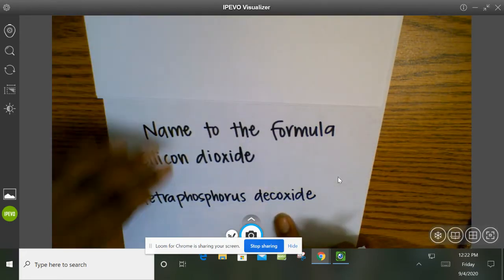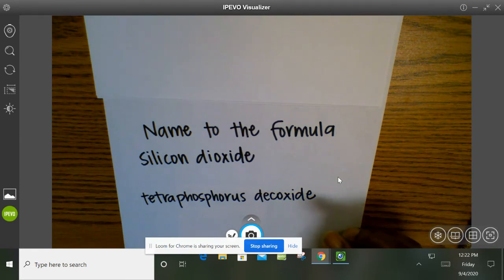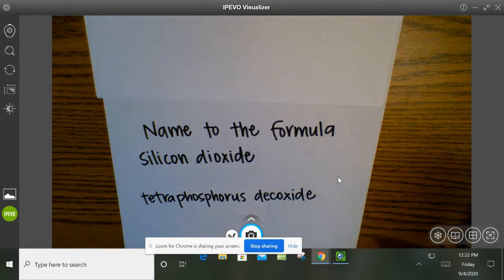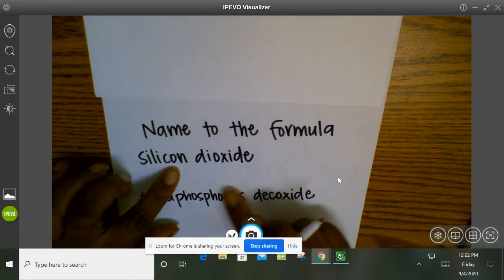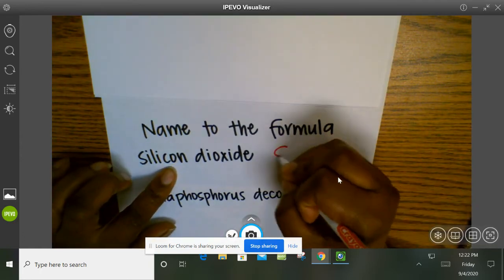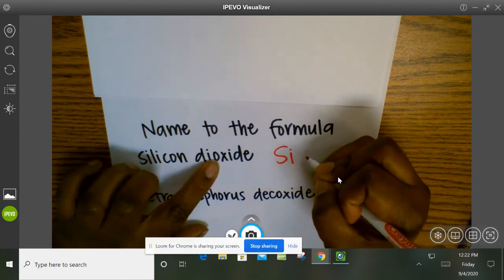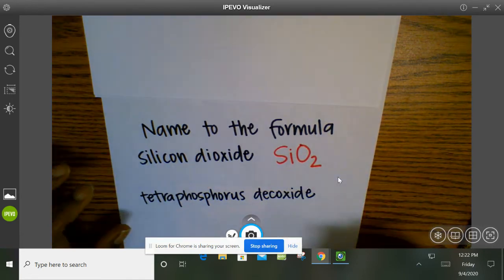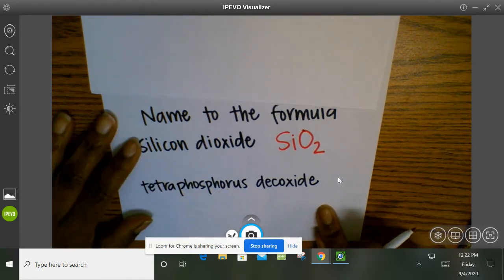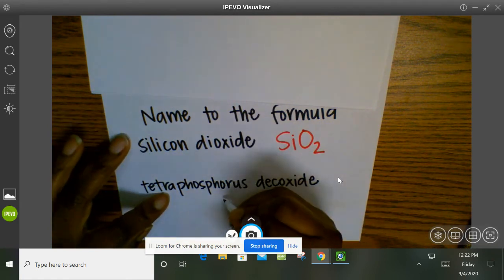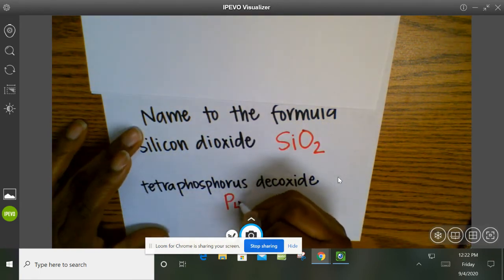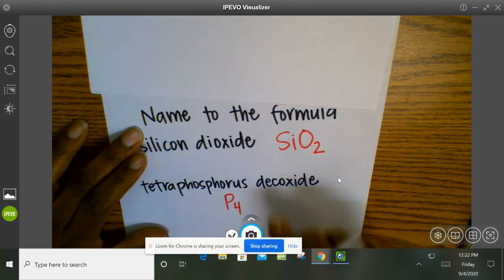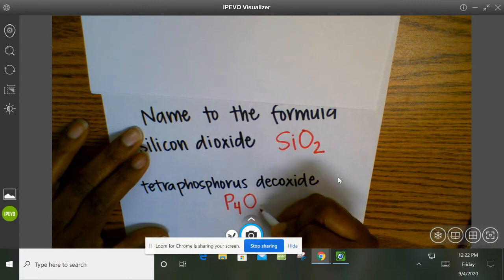And then if you have the name and you have to write the formula, no balancing of charges happening here. So the biggest thing is making sure you have the right symbols. All right. So silicon dioxide, silicon is Si, di meaning 2 and is connected to the oxide, so that's O2. So the formula is SiO2. Tetraphosphorus decoxide, tetra means 4, so it's connected to phosphorus, so it's going to be P4. Decoxide, that's deca, which is 10, so O10.